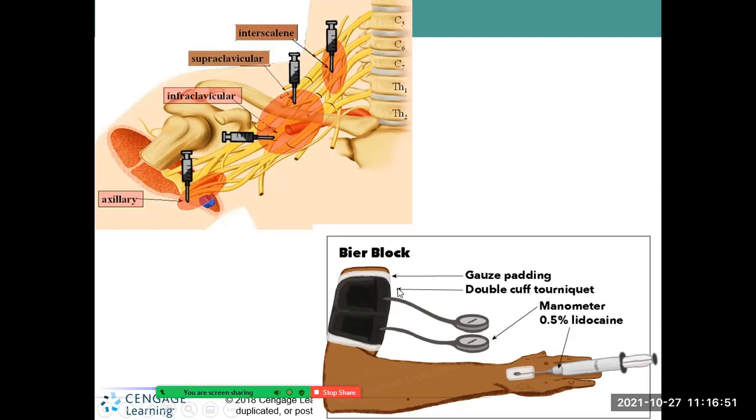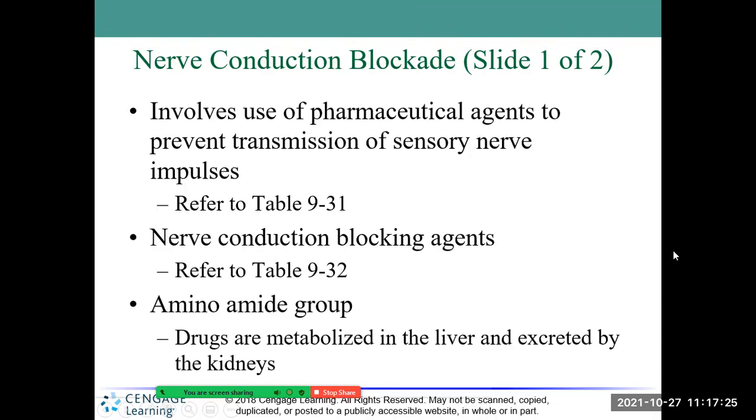And then a Bier block, this is where you use an Esmarch bandage, and you've seen those big blue rubber band looking bandages in the lab. And then there's a double cuff tourniquet added, and then the lidocaine is added. And so this is providing kind of like a local anesthesia to the region. So if there's going to be a procedure on the distal upper extremity, so it's usually the arm, this is usually where you see this procedure being done. Okay, let me get back, make sure I covered everything here.